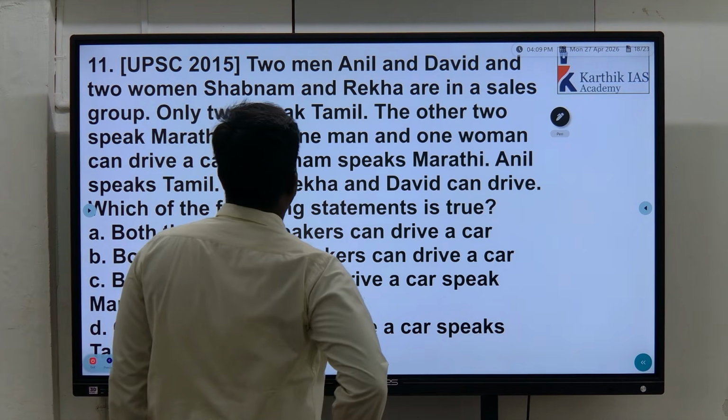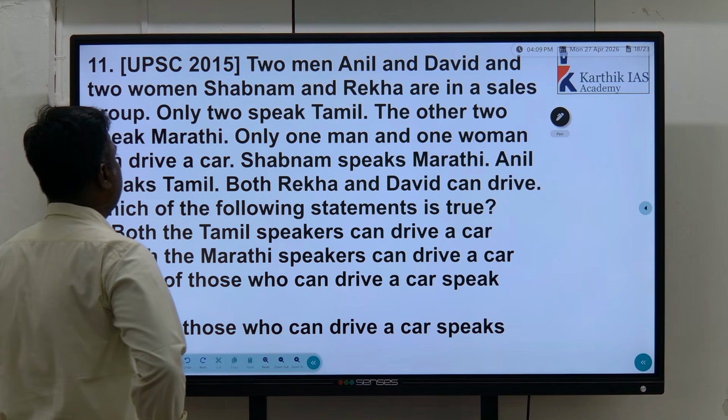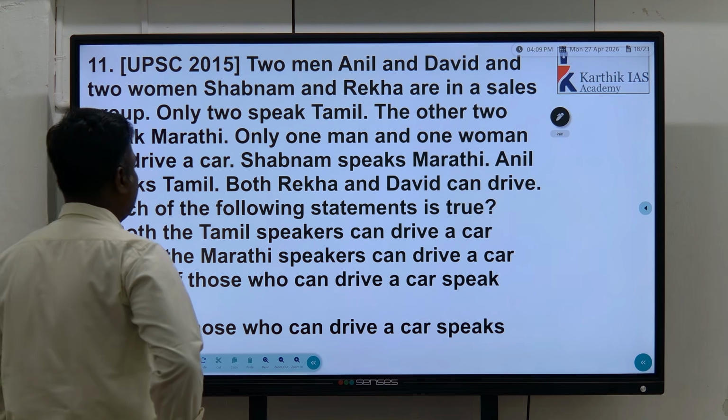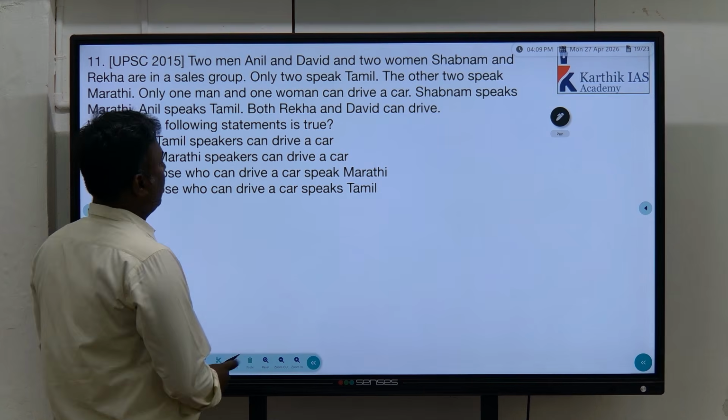2 men, Anil and David, and 2 women, Shabnam and Rekha, are in a sales group. Okay, 2 men and 2 women are there. Only 2 speak Tamil, the other 2 speak Marathi. Only 1 man and 1 woman can drive a car. Okay, so that's what they mentioned. So Anil and David are men.